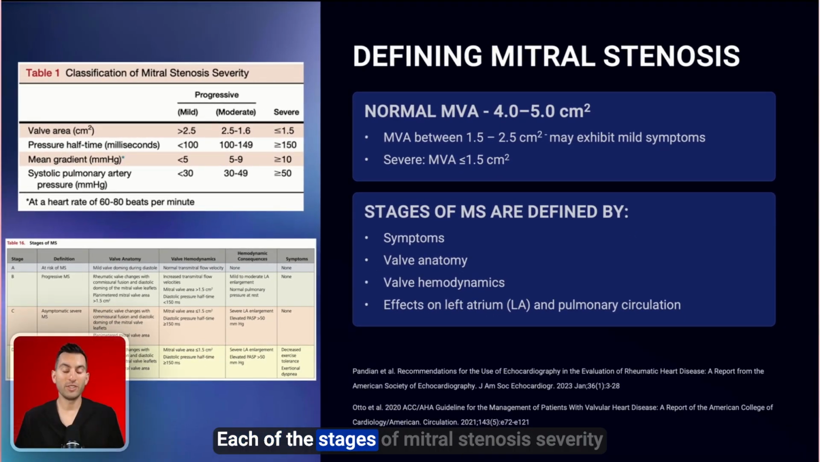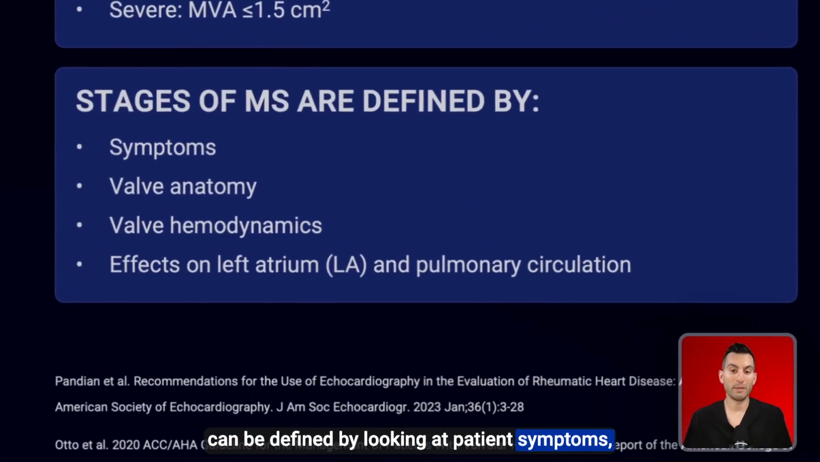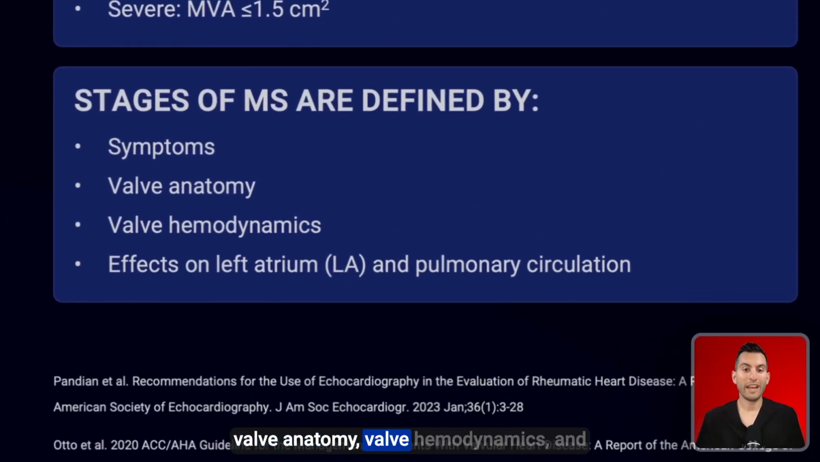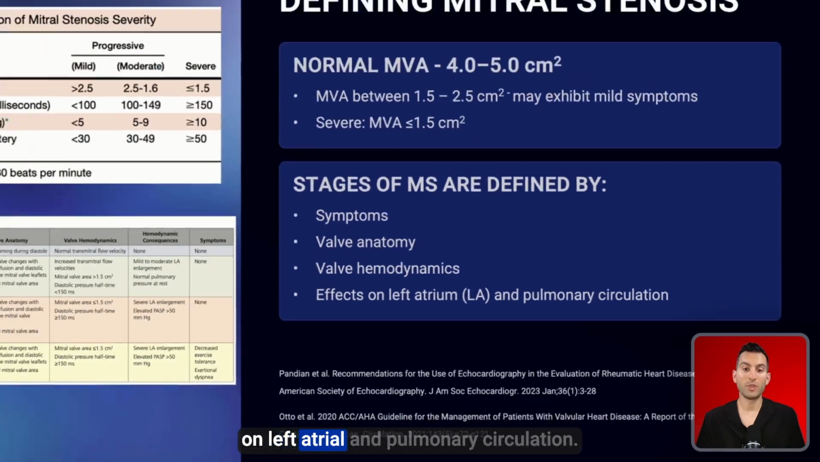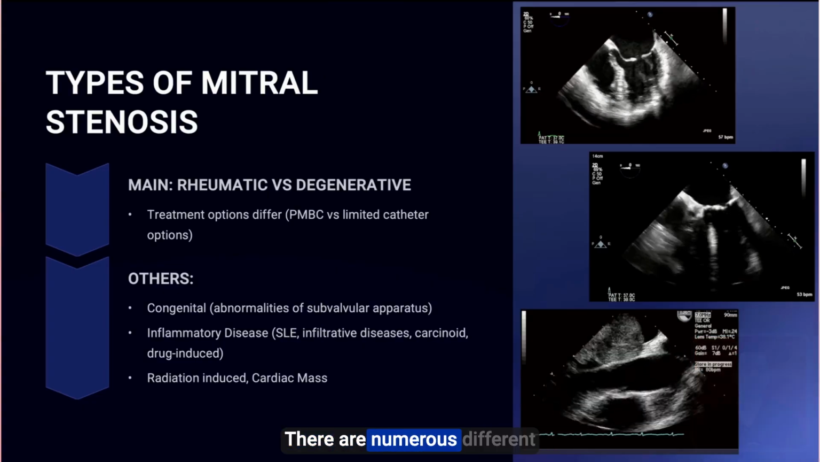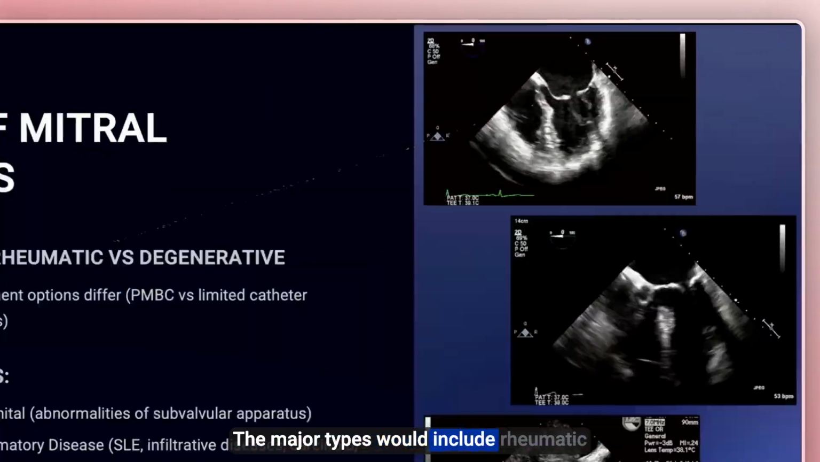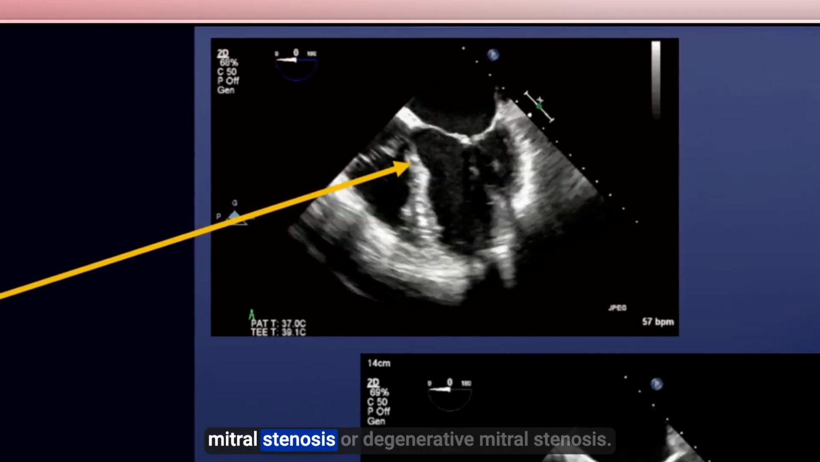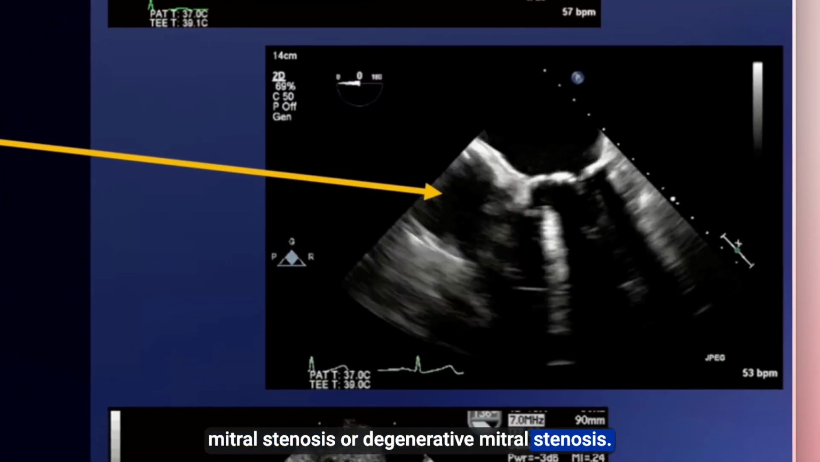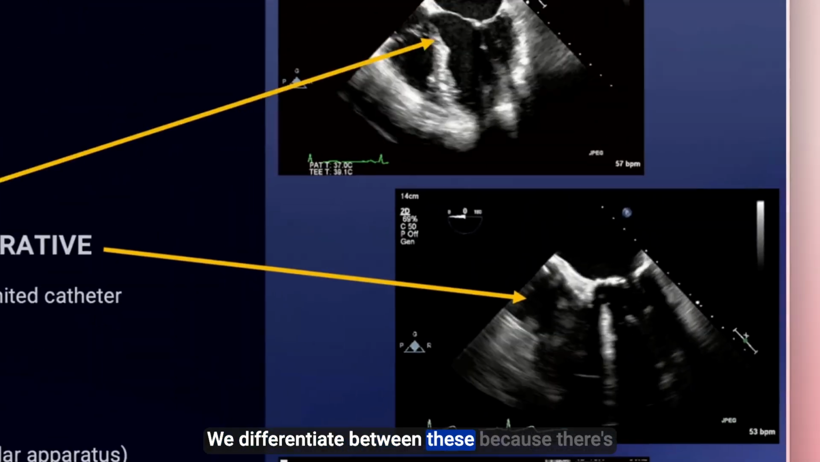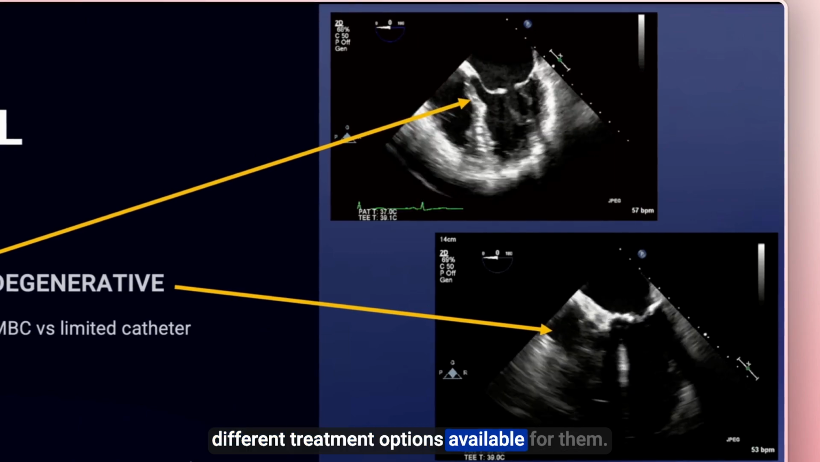Each of the stages of mitral stenosis severity can be defined by looking at patient symptoms, valve anatomy, valve hemodynamics, and then the effects of the mitral stenosis on left atrial and pulmonary circulation. There are numerous different causes of mitral stenosis. The major types would include rheumatic mitral stenosis or degenerative mitral stenosis. We differentiate between these because there's different treatment options available for them.